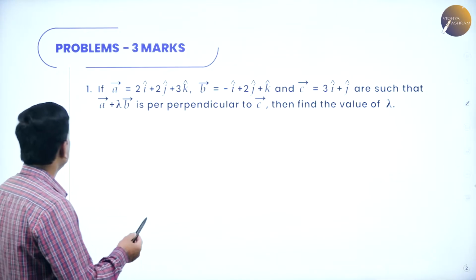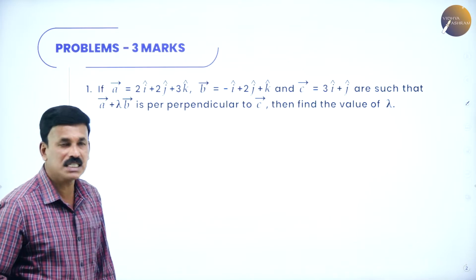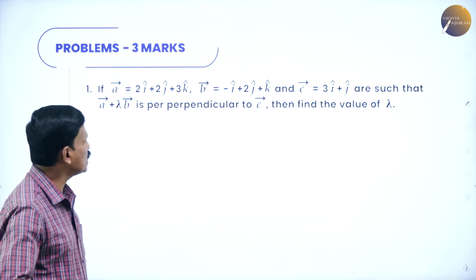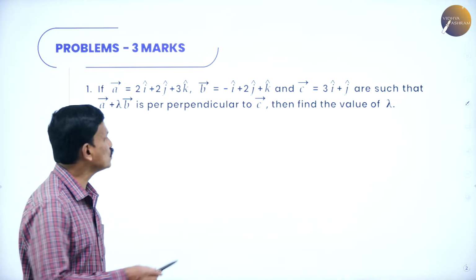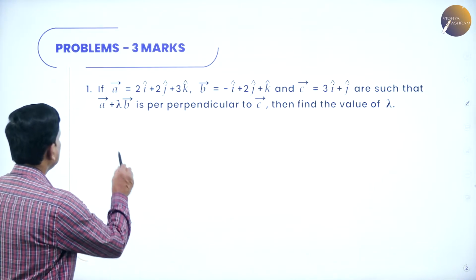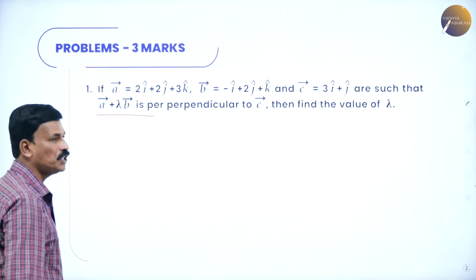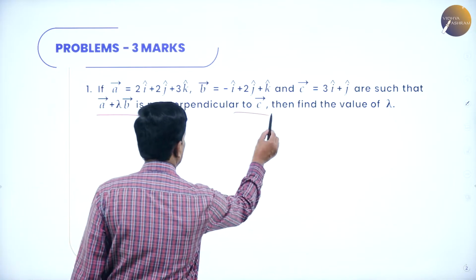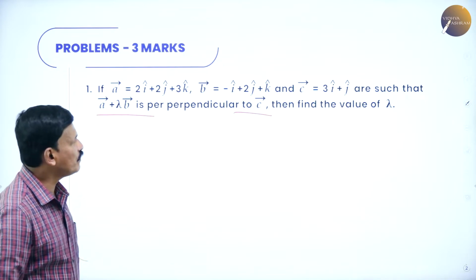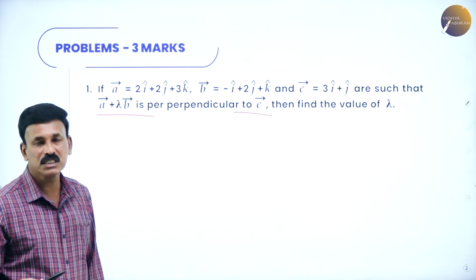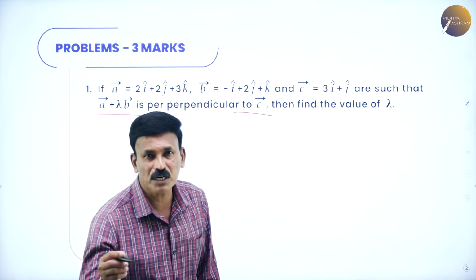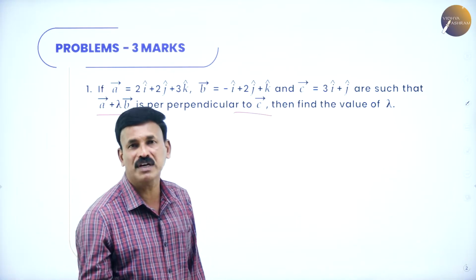What is given? If vector A is equal to 2i plus 2j plus 3k and vector B is equal to minus i cap plus 2j cap plus k cap and vector C is equal to 3i cap plus j cap are such that A plus lambda B is perpendicular to vector C, then find the value of lambda. This is a very important problem. What is the given condition? Vector A plus lambda B is perpendicular to vector C.